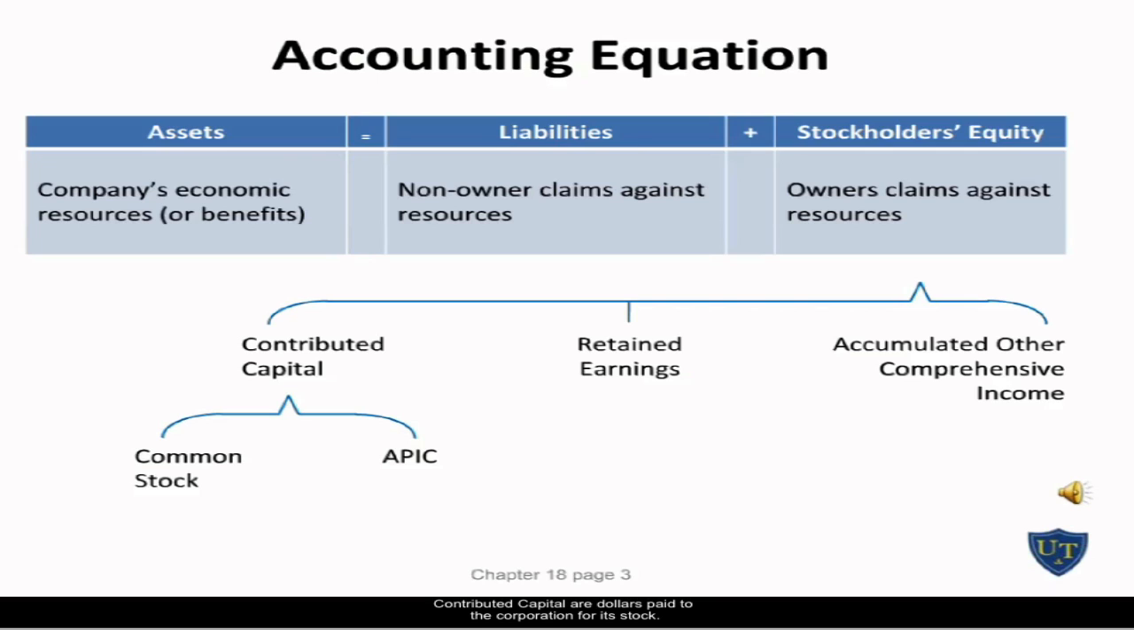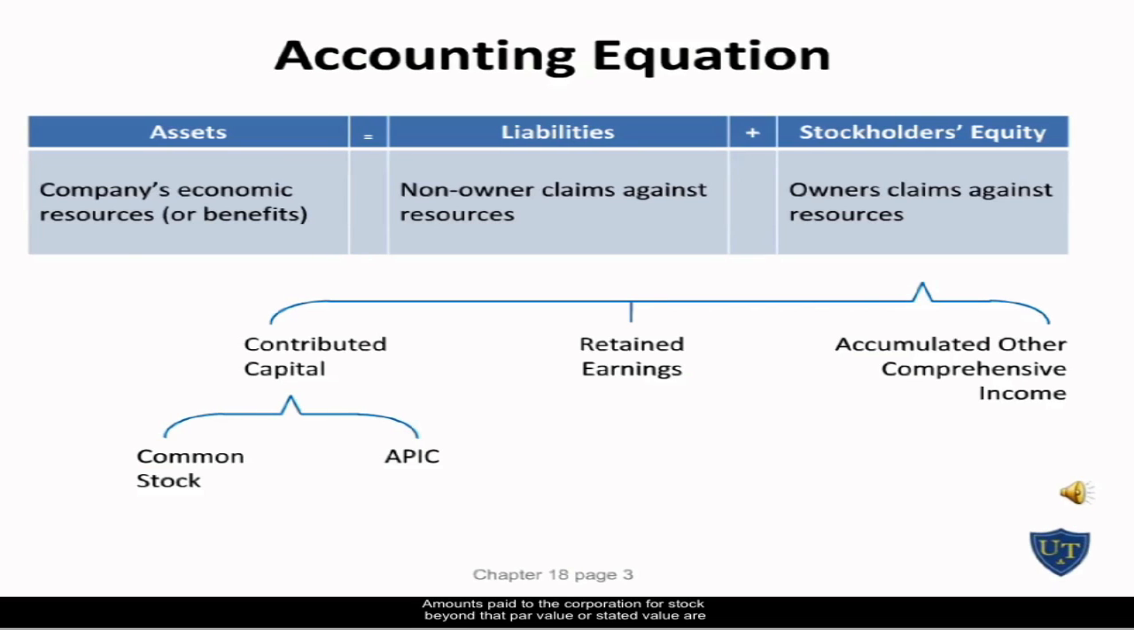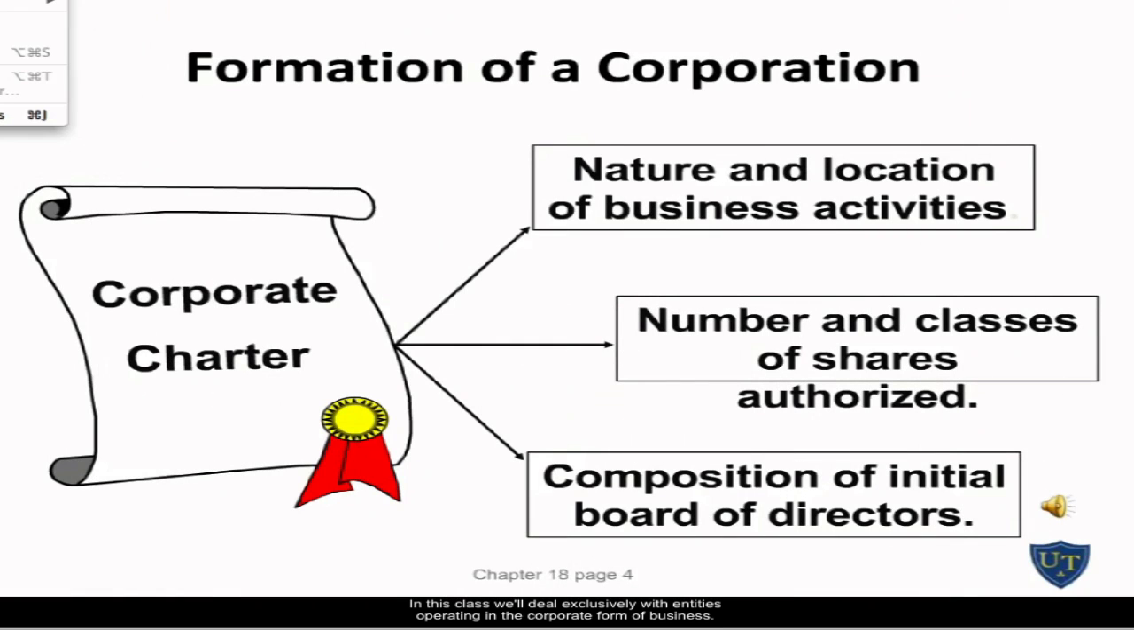Contributed capital are dollars paid to the corporation for its stock. We're going to break contributed capital then into two pieces: common stock and additional paid-in capital. What is recorded to common stock are amounts paid to the corporation as legal capital. These are based on the par value or the stated value of the stock. Amounts paid to the corporation for stock beyond that par value or stated value are additional paid-in capital. The second category, retained earnings, again is net income that has not been distributed to the owners as a dividend. In this class, we'll deal exclusively with entities operating in the corporate form of business.